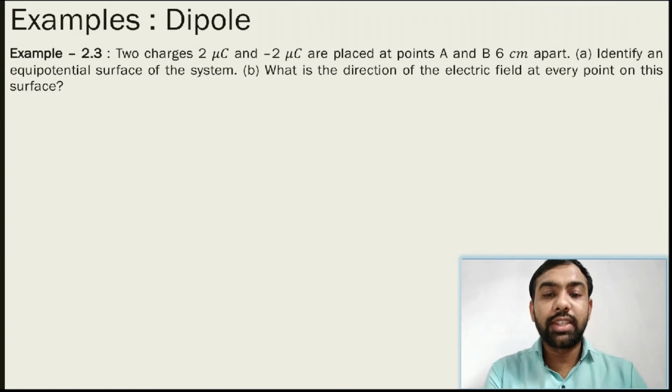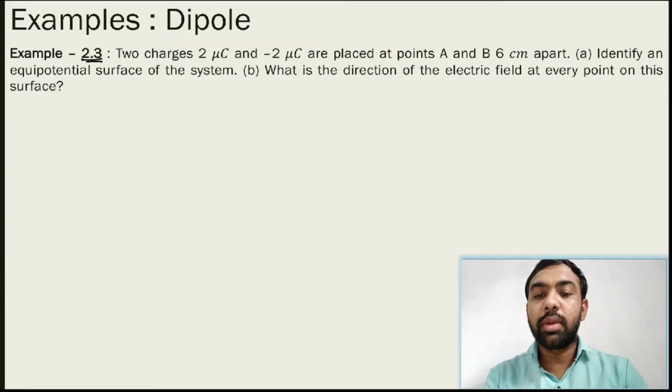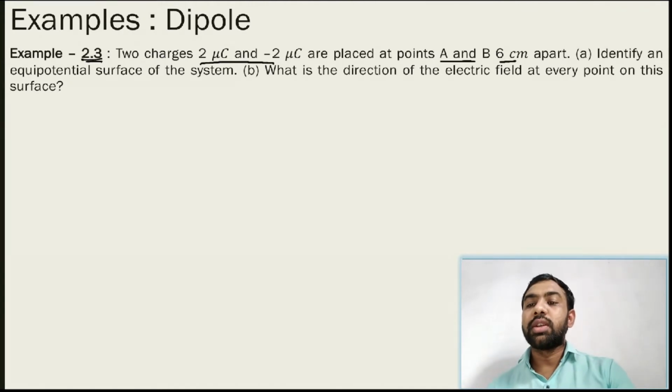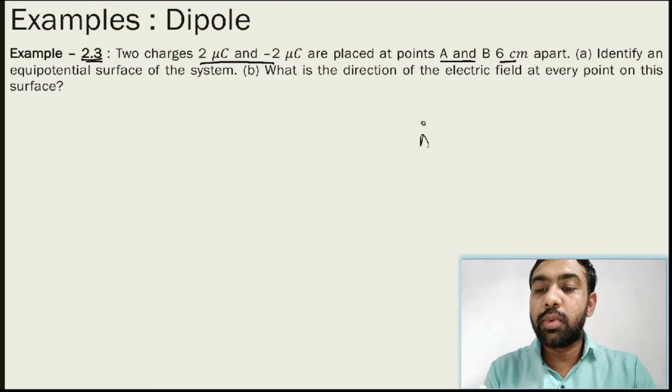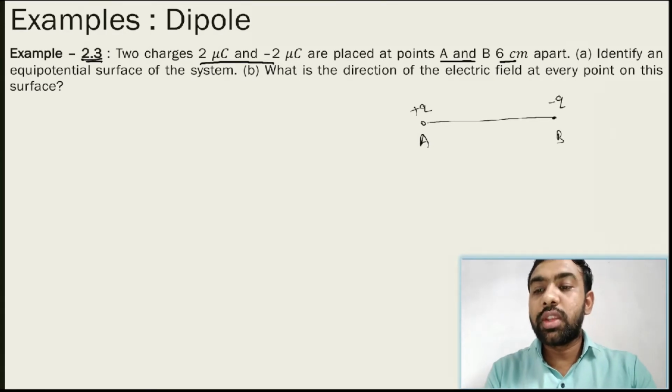Example 2.3 from the textbook. Two charges, 2 microcoulomb and minus 2 microcoulomb, are placed at points A and B, which are 6 centimeters apart. Let's consider point A here and point B here. Plus q is placed here and minus q is placed here. What is the distance between them? 6 centimeters. Generally we consider it as 2a.